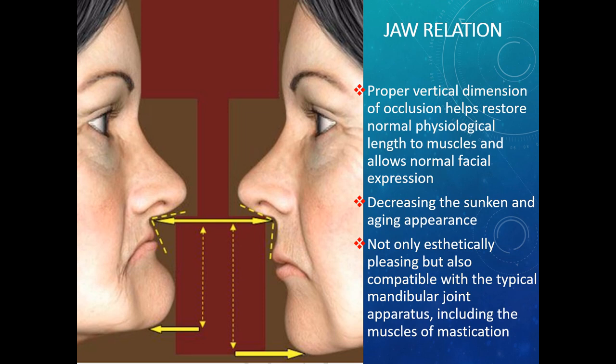This vertical space must not only be aesthetically pleasing, but also it should be compatible with the temporomandibular joint apparatus, including the muscles of mastication. Now let us see the consequences, what happens when the vertical dimension is increased or decreased too much.